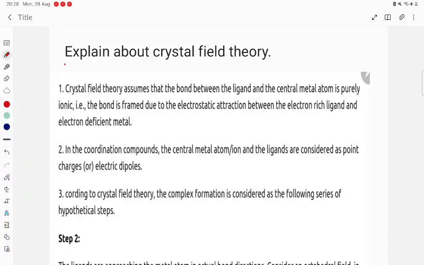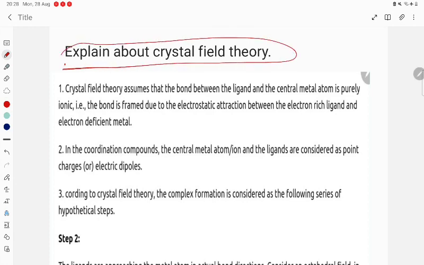Hello student, let's try to understand crystal field theory. What are the postulates, student?